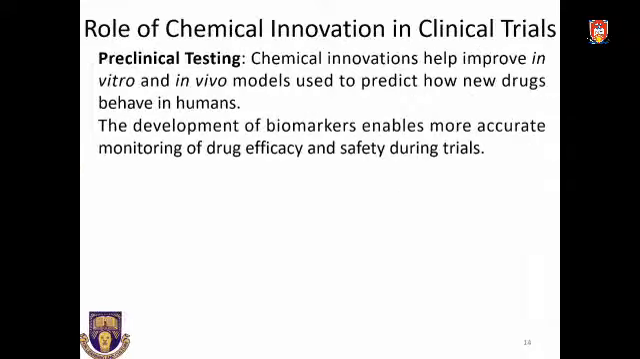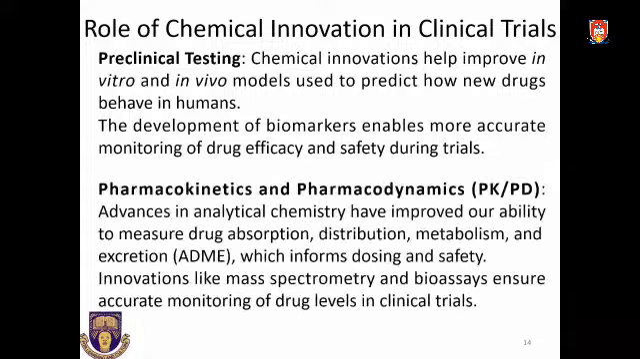All right, so the role of chemical innovation in clinical trials. It helps in both in vitro and in vivo models to predict how new drugs will behave in a person. Of course, biomarkers have also been able to help us in this kind of monitoring. Also, pharmacokinetics and pharmacodynamics, which are very important parameters we look at, especially in the preclinical stages.